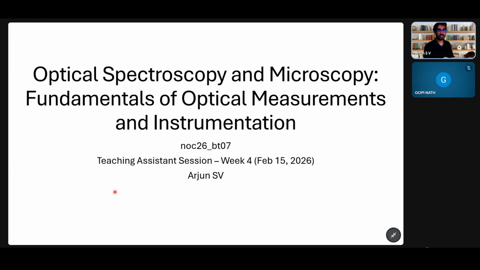So, welcome everyone to week 4 of this TA session for the course Optical Spectroscopy and Microscopy, Fundamentals of Optical Measurements and Instrumentation. As we already know, we are 4 weeks into the course, and we are slowly getting into some key concepts. We are almost at the end of establishing the fundamental concepts of the course.